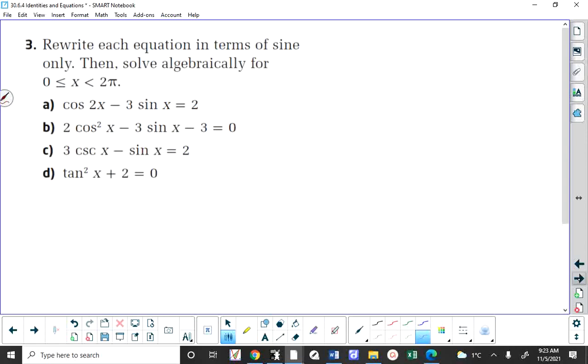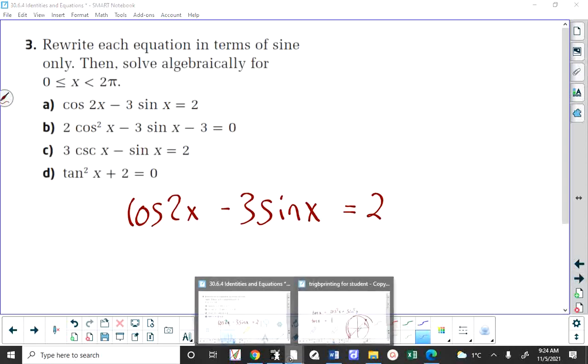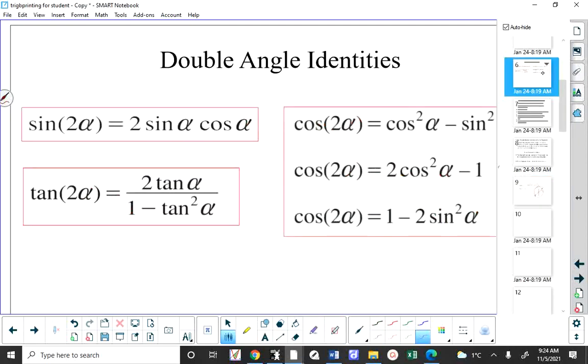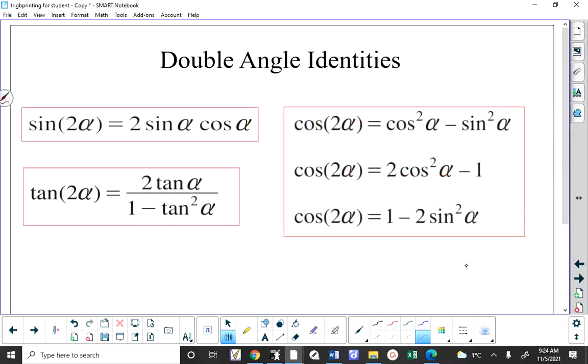Okay. So we have cosine of 2x minus 3 sine x equals 2. Now, we're going to replace cosine of 2x with an equivalent expression, but when you go to your formula sheet, cosine of 2x has many different disguises. Cosine of 2x can be cos squared of x minus sine squared of x. It can be 2 cos squared x minus 1. It could be 1 minus 2 sine squared x.